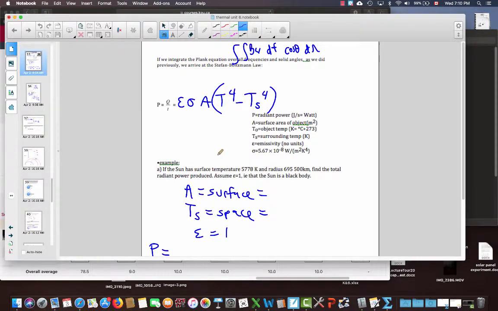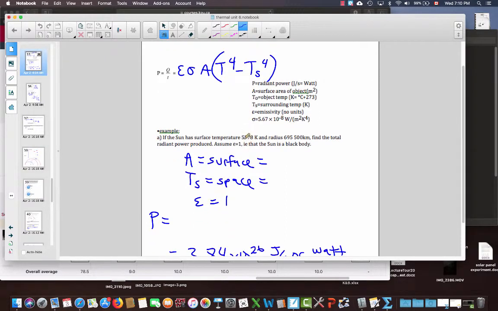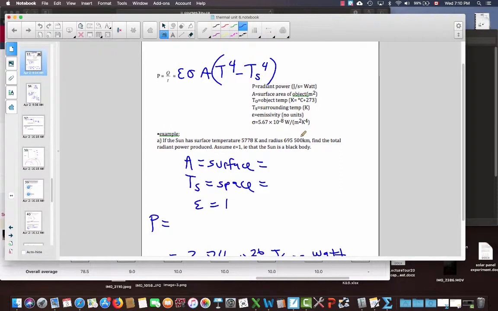So as an example, let's consider the sun, because we know the surface temperature of the sun, it's almost 6,000 Kelvin, and we know its radius, and it's a sphere, so the surface area of a sphere is 4 pi r squared, where this is the radius right here, 6.955 times 10 to the power 8 meters. It's about 100 times the radius of the Earth.